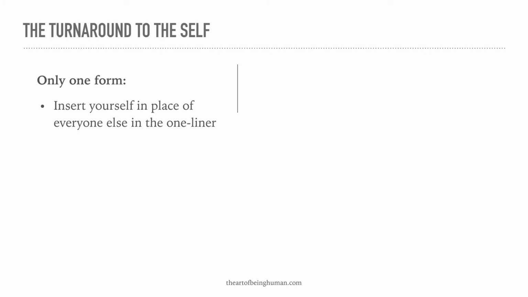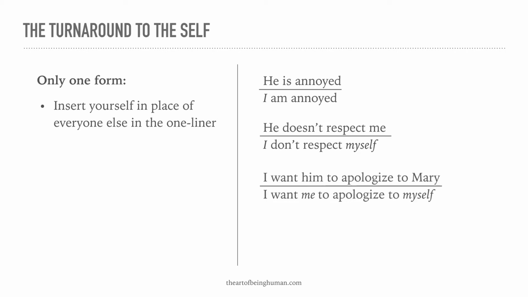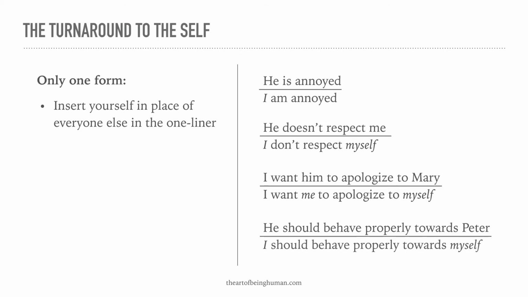Next, let's look at the turnaround to the self. There is only one form of this turnaround. Simply insert yourself in place of everyone else in the one-liner. He's annoyed becomes I am annoyed. He doesn't respect me becomes I don't respect myself. I want him to apologize to Mary becomes I want me to apologize to myself. He should behave properly towards Peter becomes I should behave properly towards myself.